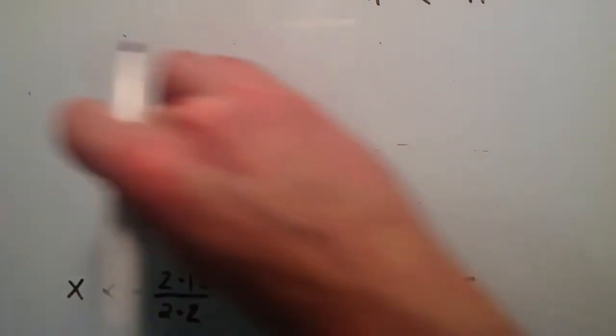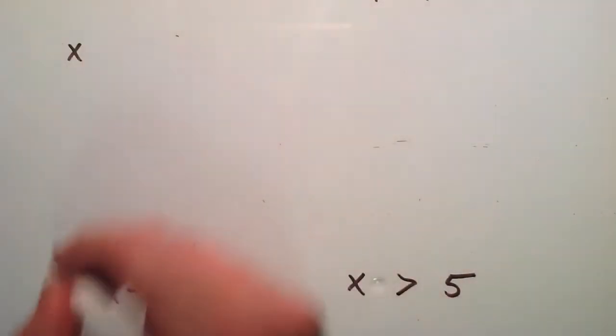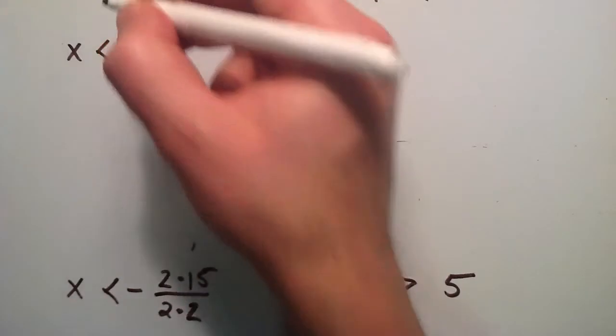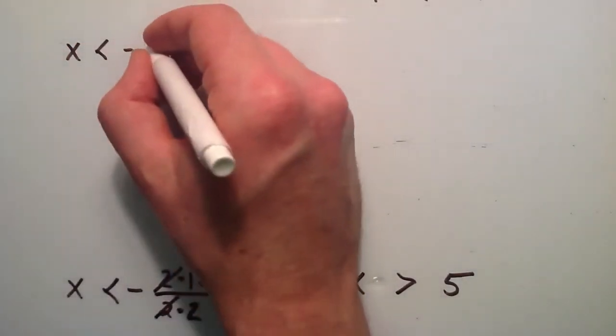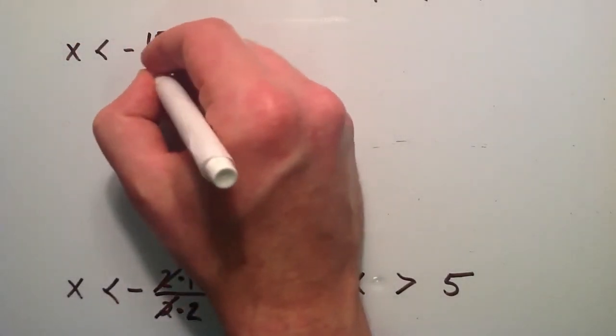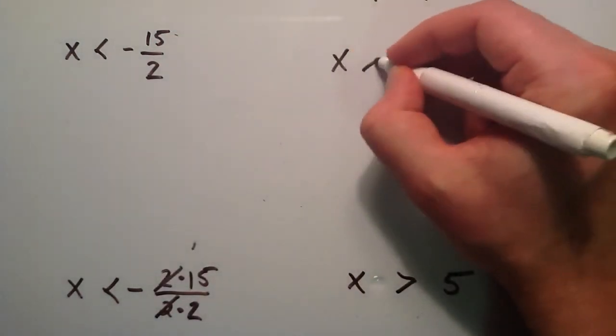Basically what we got now is x is less than all of this stuff right here. Well, 2 divided by 2 equals 1, so we can cancel those out. So x is less than negative 15 over 2. And then over here we simply have x is greater than 5.